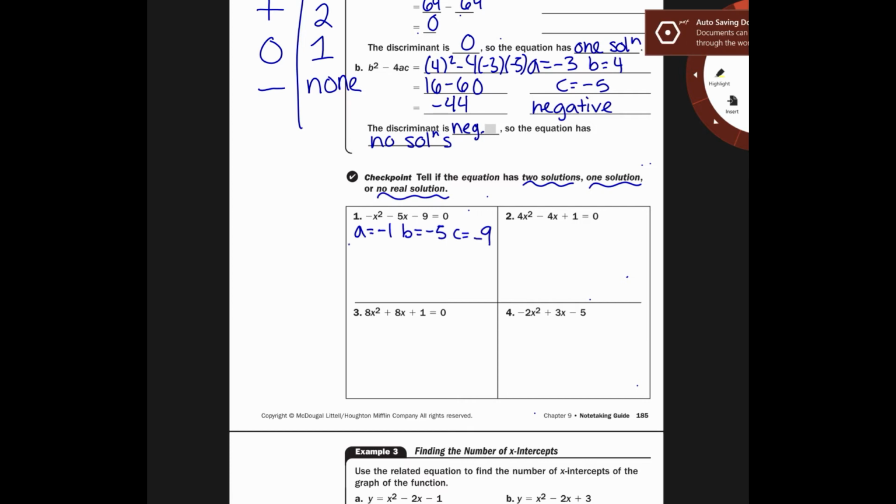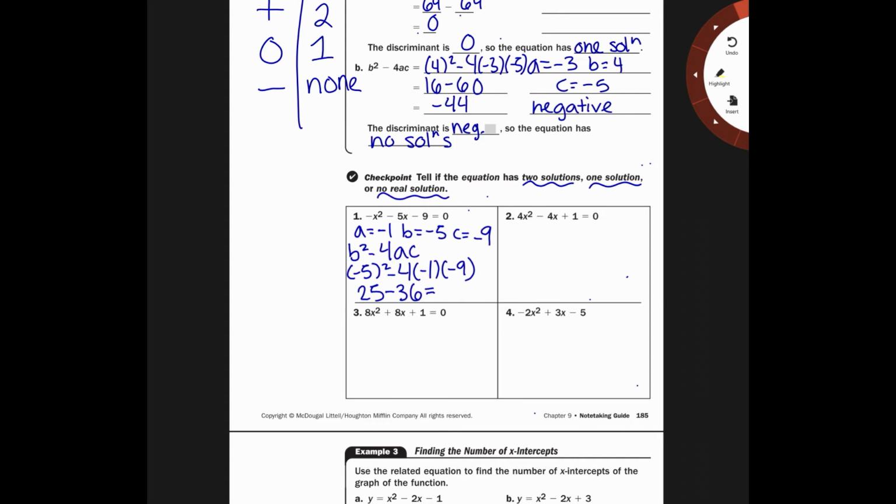So my B squared minus 4AC is going to be -5 squared minus 4 times -1 times -9, which will be a +25. Then 4 times -9 will be a -36, which you can do the math and it'll be -11.